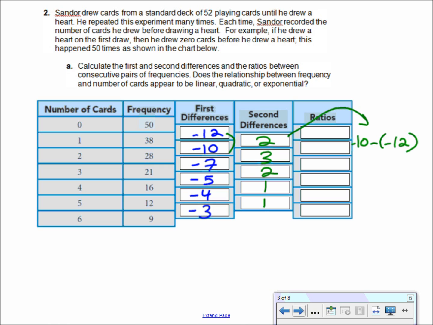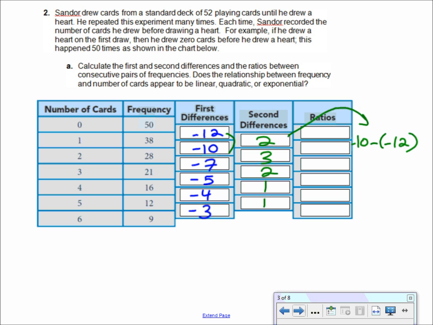Okay, so my first differences are not a consistent number. Does everyone agree? They are not consistent. My second differences are not a constant number. Everyone agree? So now I have to go to my ratio. If you come over here, your ratio goes back to your y value, in this case your frequency. And you are going to go the second number divided by the first.